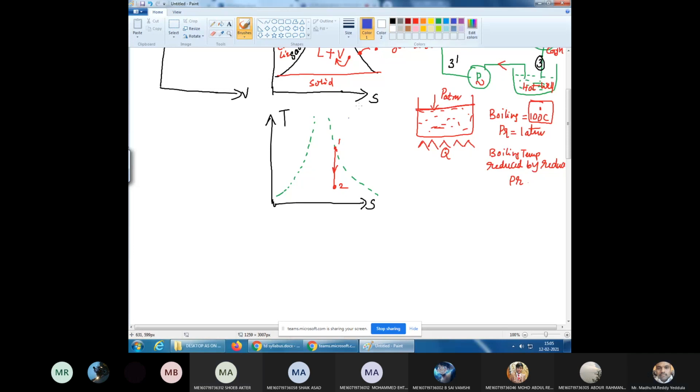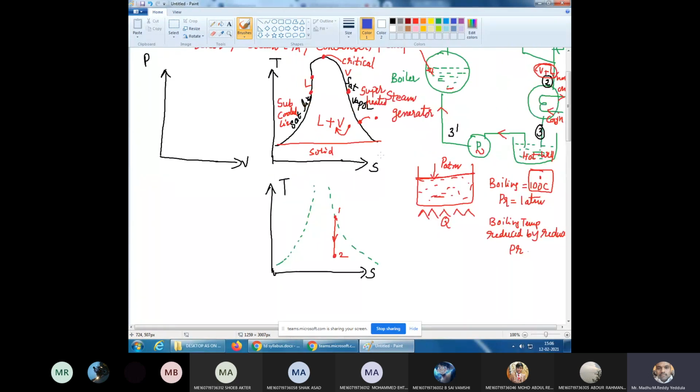Now tell me where point 3 lies. Point 3 should be on this line, right of the line, or left of the line? After condensation, it will be just water, hot water. Right? Can I keep point 3 over here after condensation? Yes, sir. So this is 2 to 3, condensation.